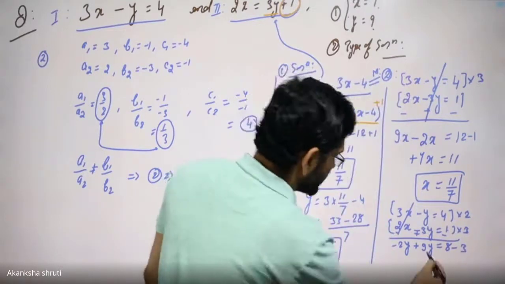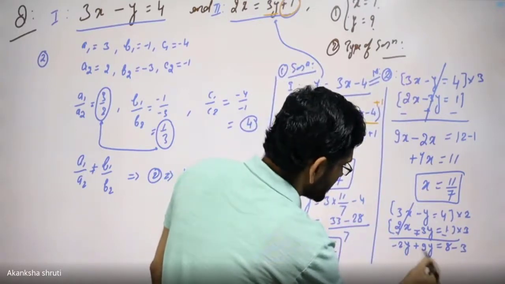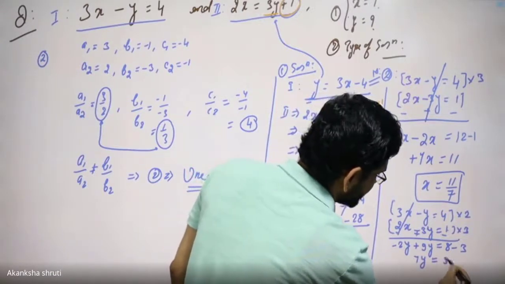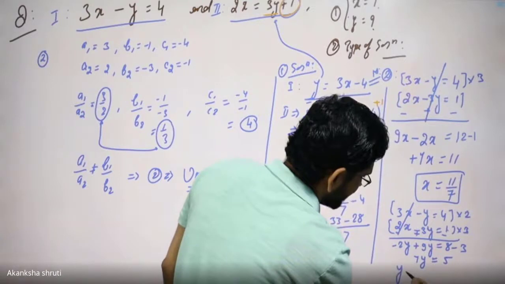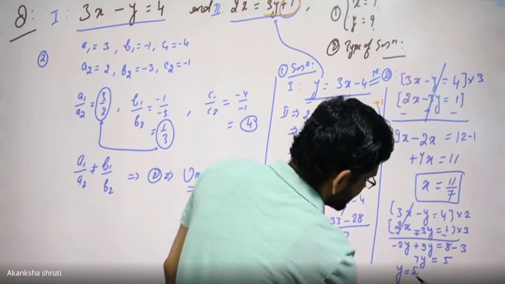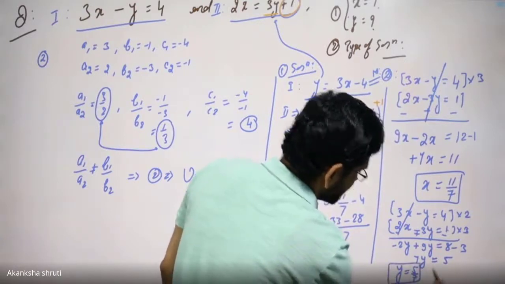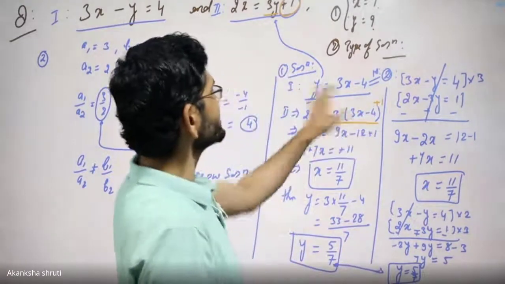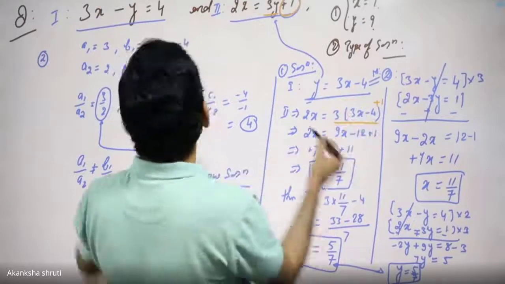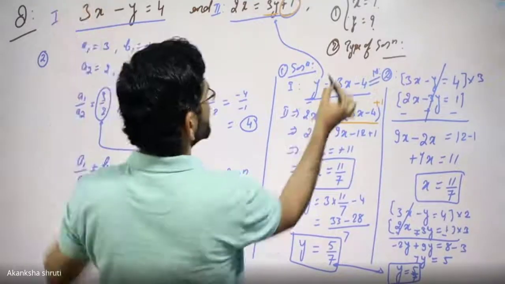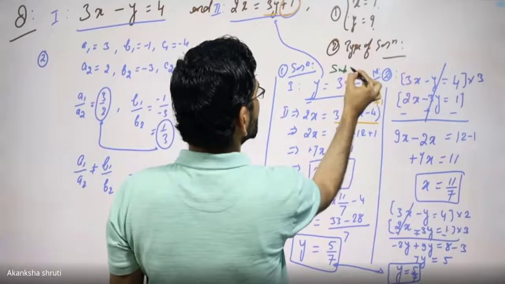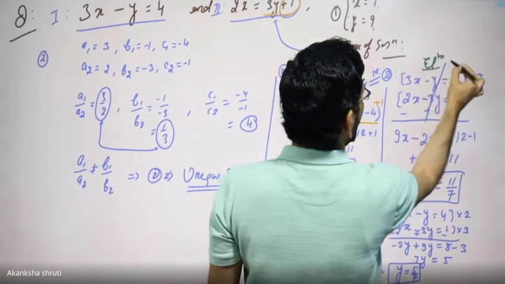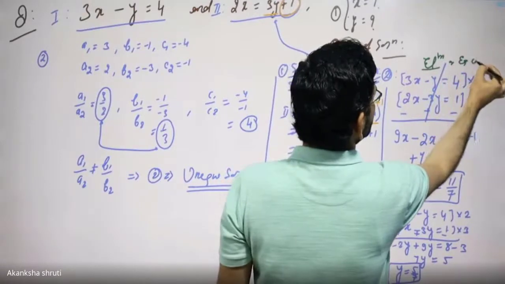Go for doing this. So 9 minus 2 is 7y, and right hand side is 5. So y is 5 by 7. Let us compare it with the previous one. Yeah, this is the same. Okay, student. So these are the two methods that we have to learn. The first one is called the substitution method. The second one is called the elimination method or equating coefficient.